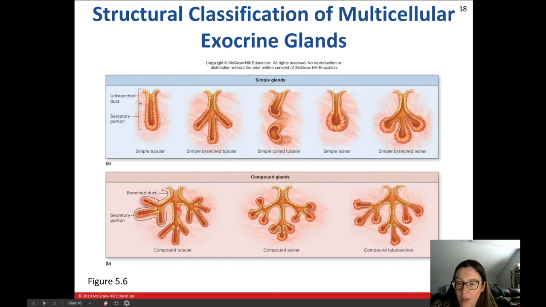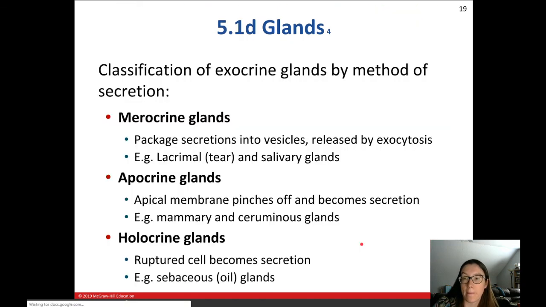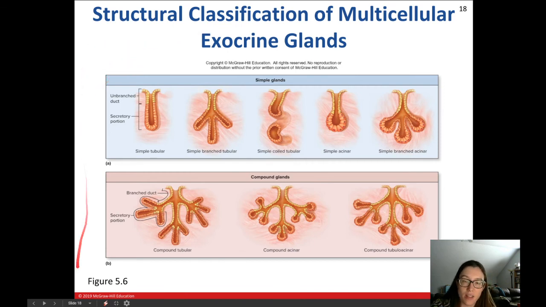And so we have this compound tubular, where we have the secretory portion down here, and then this part is all branched, a compound acinar. And then this is a compound tubulo-acinar, where we have some tubular areas, and the bottom is acinar here. So as I said, this is kind of more FYI. It's a little bit more anatomical knowledge, but I'm not going to ask you as many questions on this.